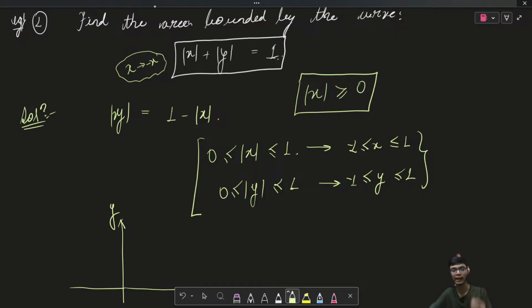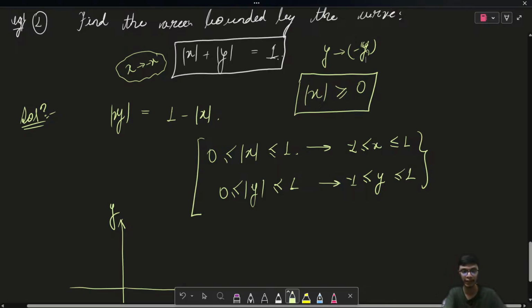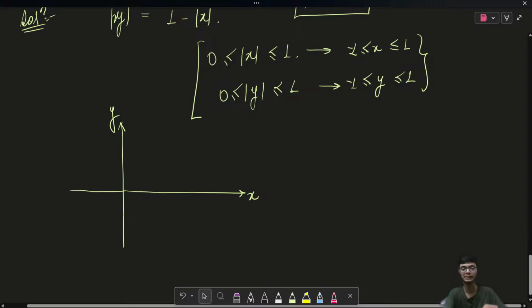Similarly, if I replace y with minus of y and I get the same expression, then it is symmetric about the x-axis. So in this case, it is symmetric about both the x and the y-axis, right? Therefore, let me plot the curve of this particular function only in the first quadrant, and it will be repeated for the other three quadrants as well.